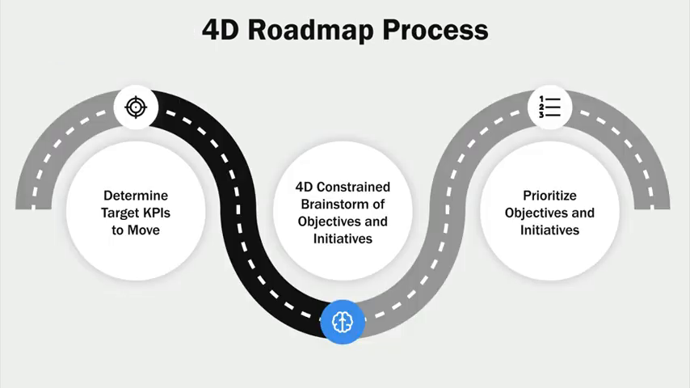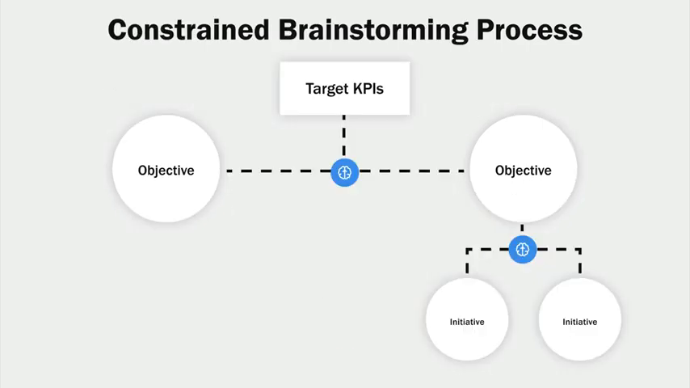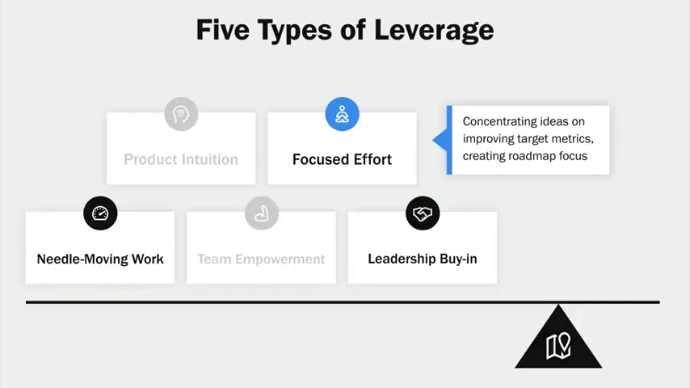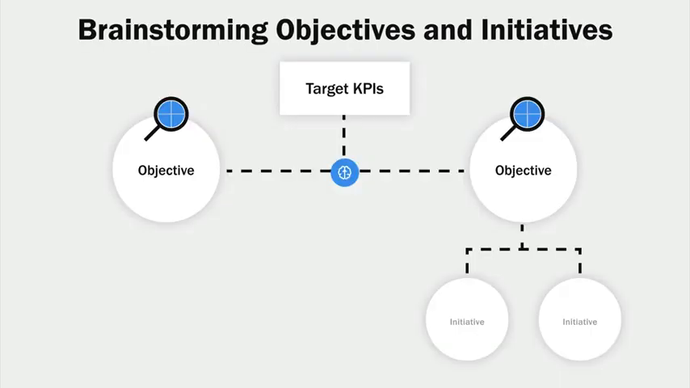In step 2, you do a constrained brainstorm of objectives and initiatives using the 4 lenses. You'll recall that a constrained brainstorm is where you restrict your objective and initiative brainstorming to those that will move your target KPIs. This helps ensure that your ultimate list of ideas is concentrated on improving just your target KPIs, thereby creating focus in your roadmap. To start, you'll use each of the 4 lenses as a thought starter for objectives.